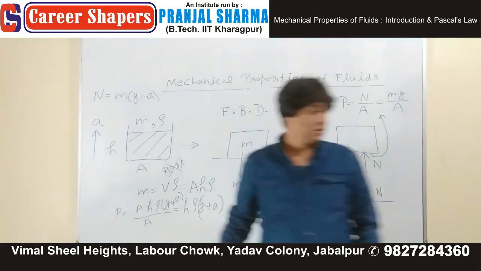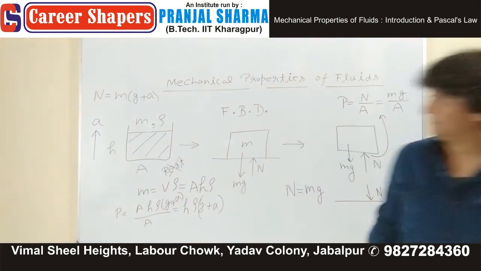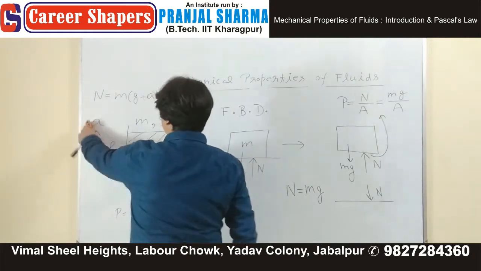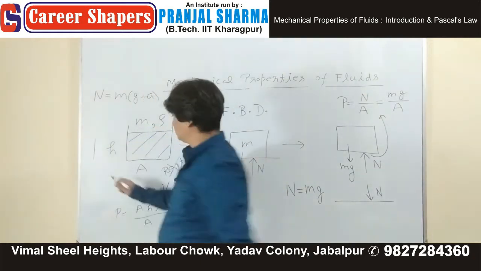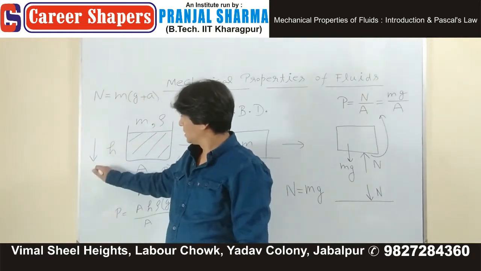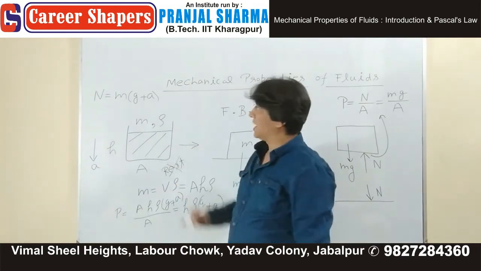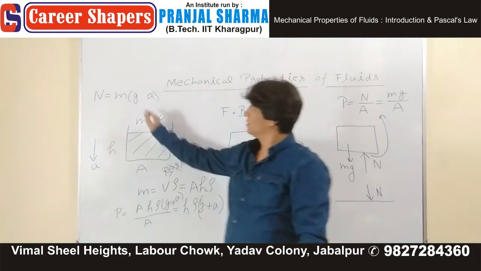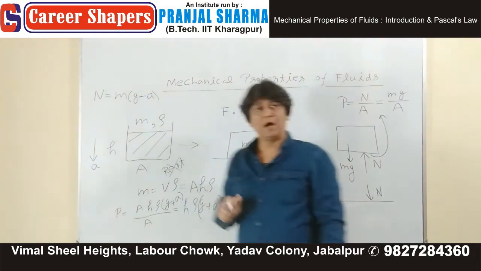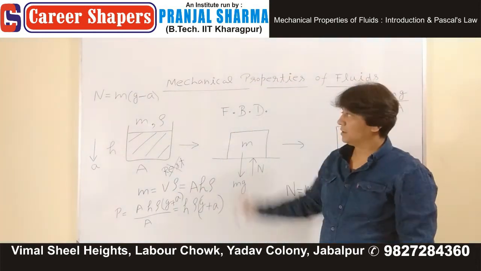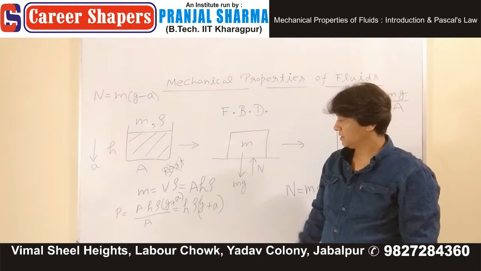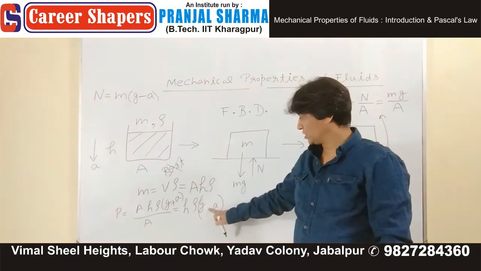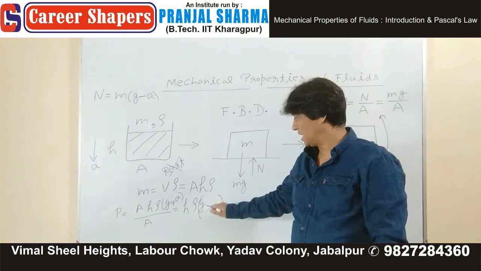If we drop this beaker, then it has a downward acceleration, and for downward acceleration, normal reaction will become what? G minus A. If this is G minus A, then your pressure is what? H rho (G minus A).